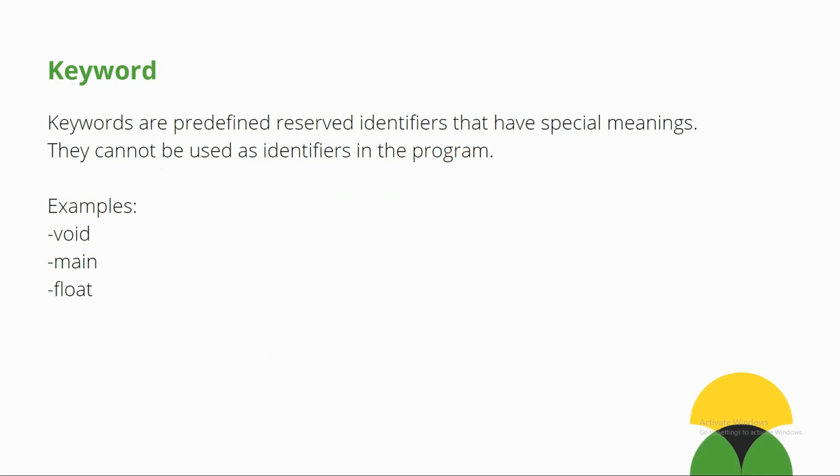And then we have keywords. These are predefined reserved identifiers that have special meanings, and basically they cannot be used as identifiers in the program. Examples are void, main, and float, but there is a list later on which you can use as reference for the keywords, the terms that you should avoid using as identifiers.